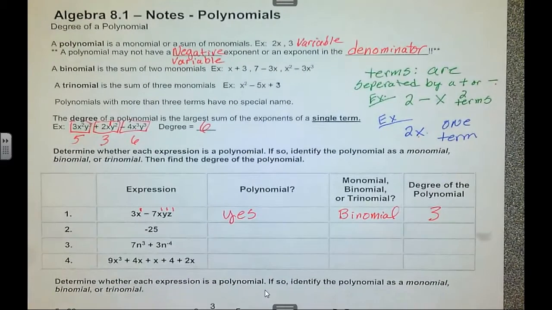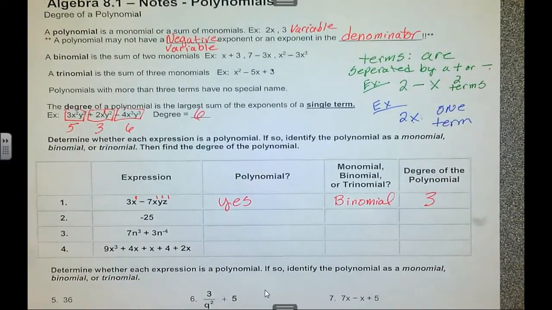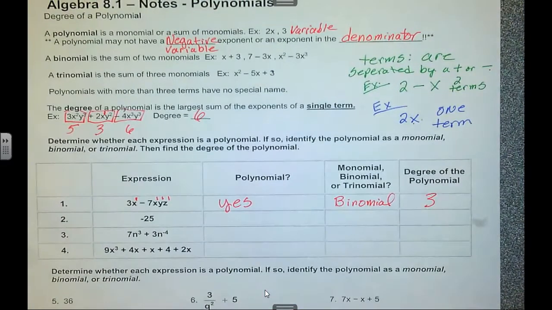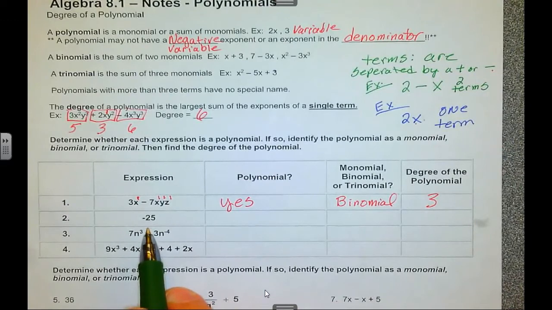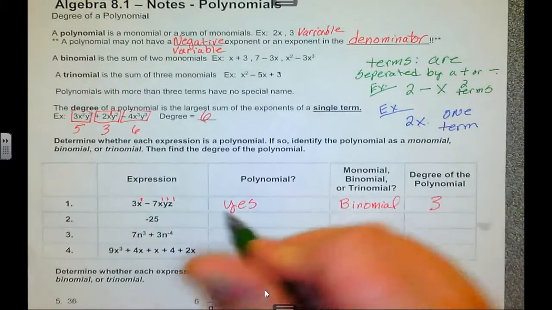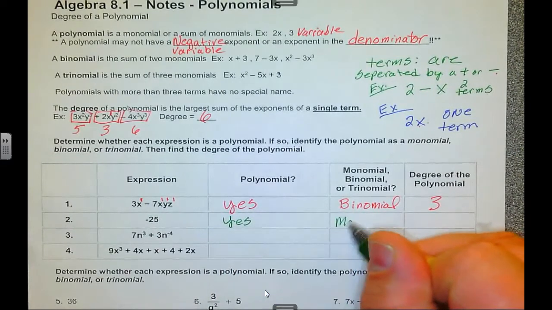How about number 2? Is that a polynomial? Remember, single terms are monomials. Right? It's a single term. This happens to be a constant term. Okay? So yeah, it is a polynomial. It's a monomial. It's only 1 term.